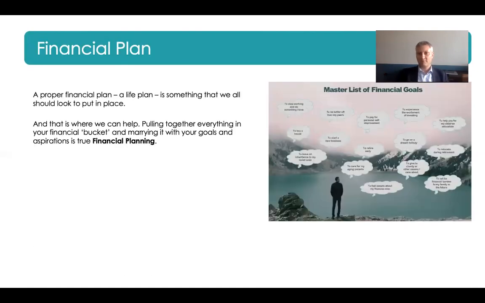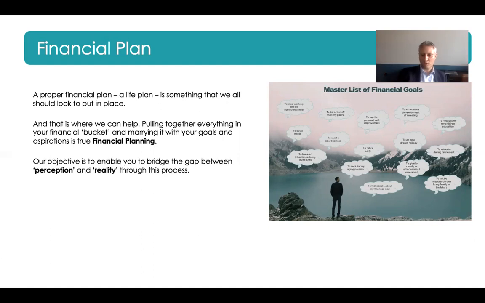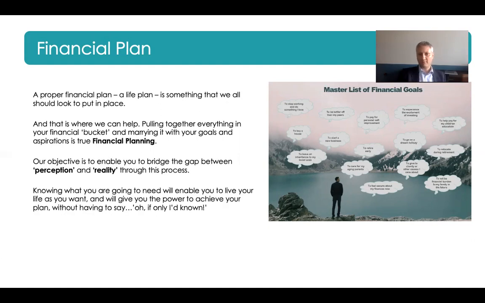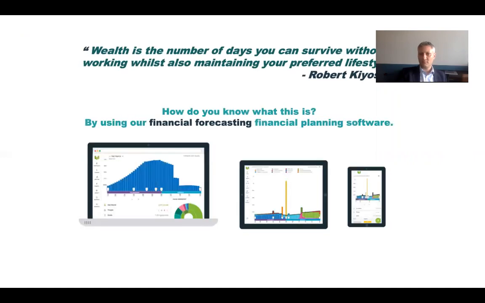So a proper financial plan or a life plan is something we should all put in place. And it could be a list of financial goals, things that you want to do, your bucket list, for instance, and we add it all into a timeline. It's all about you. And then we build the portfolio based around what you need to achieve. We do this by using the world's market leader in financial planning software. So it's a bespoke plan based around you.